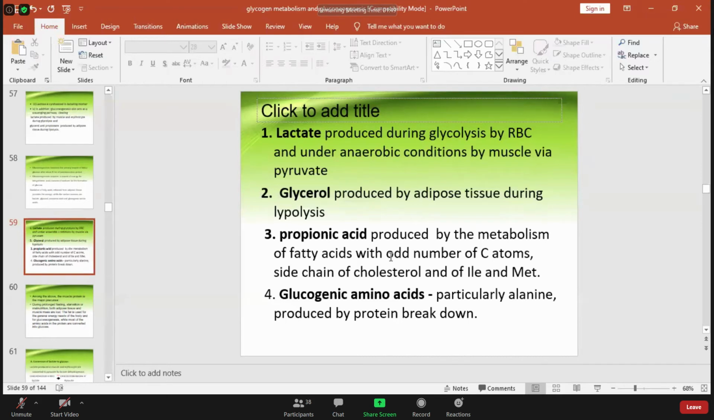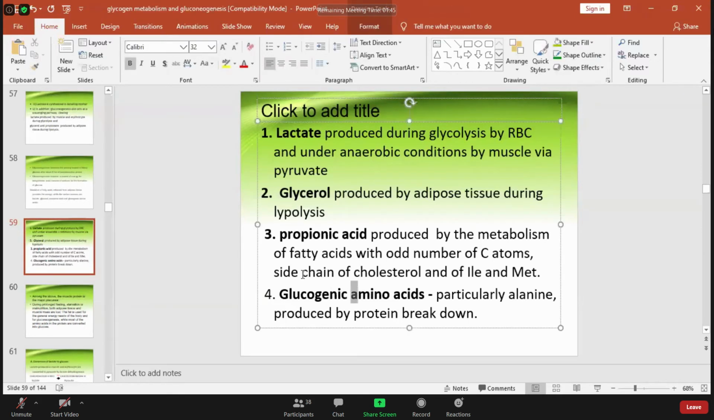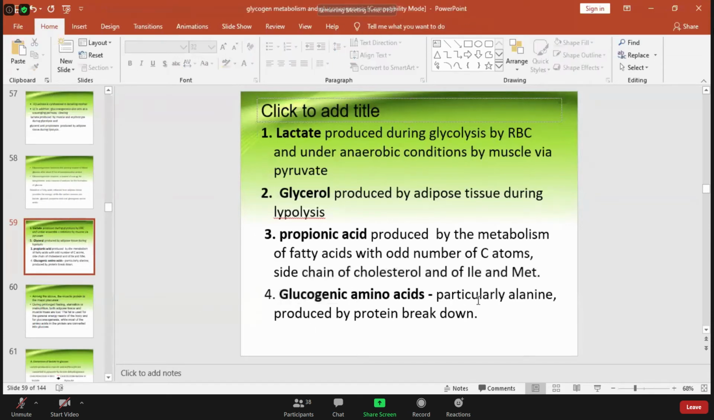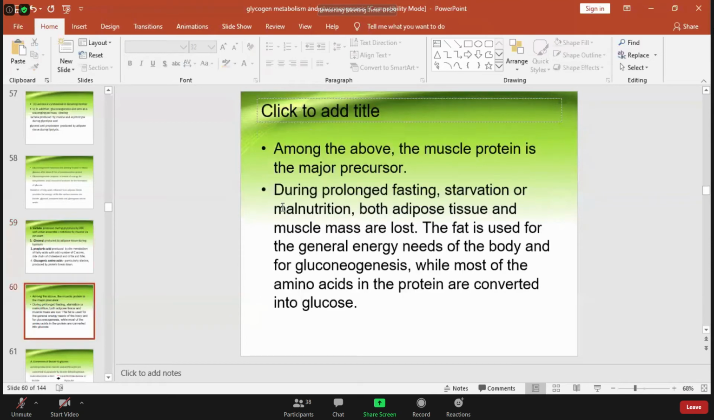Propionic acid is produced by the metabolism of fatty acids with an odd number of carbon atoms, by the catabolism of the side chain of cholesterol, and of isoleucine and methionine. Glucogenic amino acids, particularly alanine, are produced by protein breakdown. Proteolysis also provides an alternate source of energy in starvation. Among the above, muscle protein is the major precursor. During prolonged fasting, starvation, or malnutrition, both adipose tissue and muscle mass are lost.